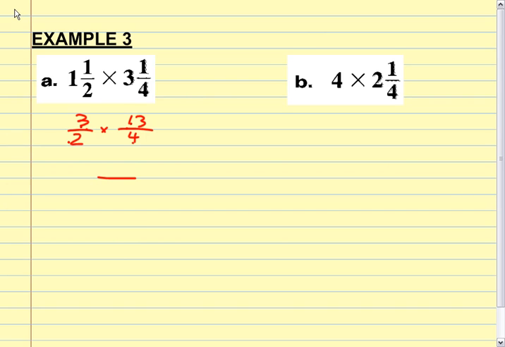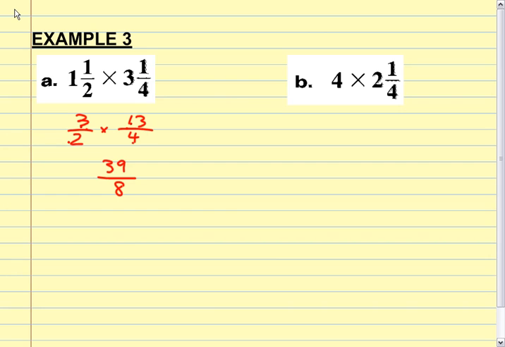Okay, you may use that calculator, but hurry up with it. 39. And what do you get on the bottom, Vivian? 6. Not 6. Daniel? 8. 8. 2 times 4 is 8.